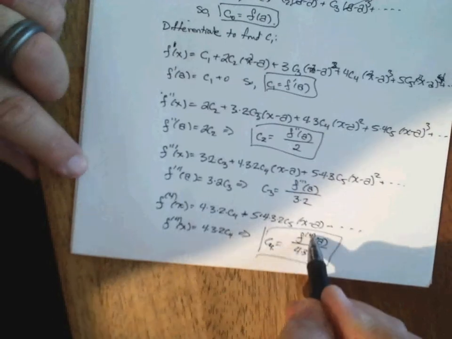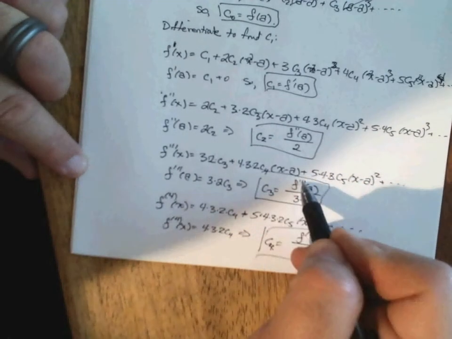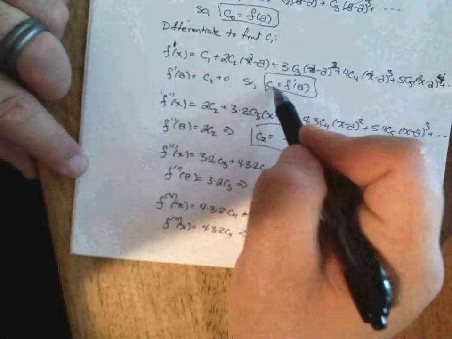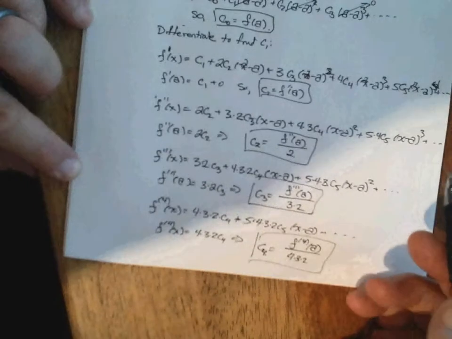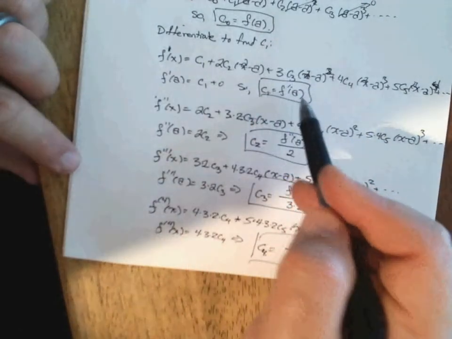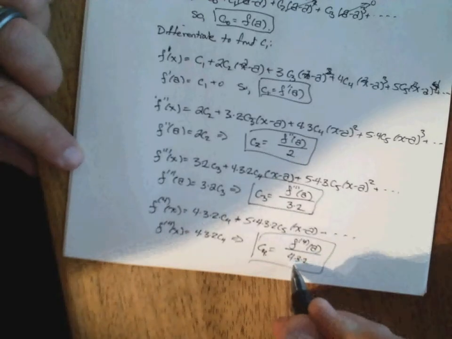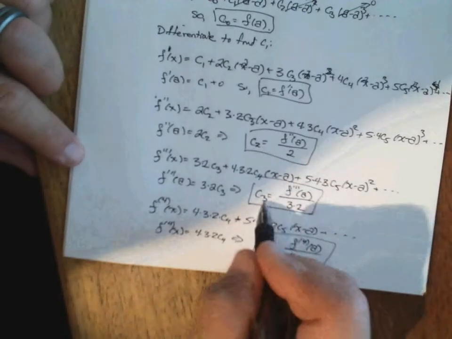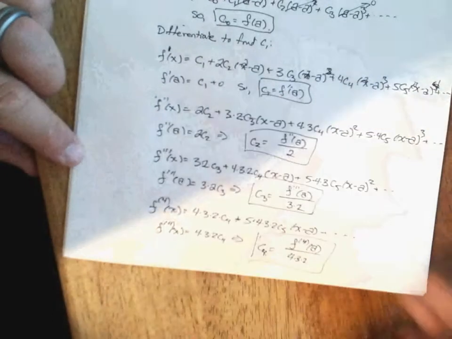C sub 4, fourth derivative. C sub 3, third derivative. C sub 2, second derivative. C sub 1, first derivative. C naught, zeroth derivative. Okay? And it's always that function evaluated at a, so that's not a problem. But what about the denominator? 4 is 4 times 3 times 2, 3 is 3 times 2, 2 is 2, 1 is 1, 0 is 1.